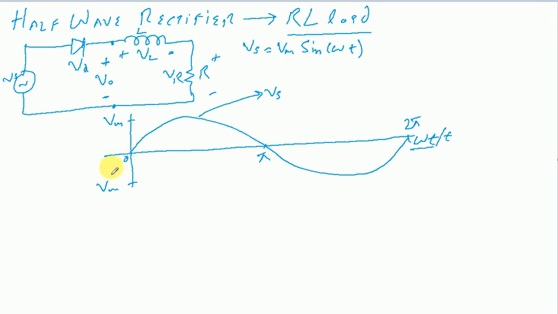Prior to t equal to 0, the source voltage will be negative, and that negative voltage will cause this diode to be reverse biased. That means effectively this point is behaving as an open circuit, and there will be no flow of current through this circuit. That is the operation of this circuit prior to t equal to 0. If you want to label the current, it means that prior to t equal to 0, the value of current through this circuit is equal to 0.